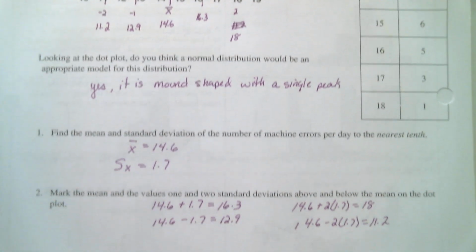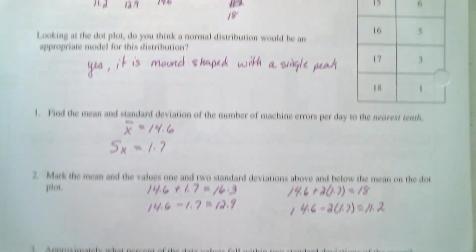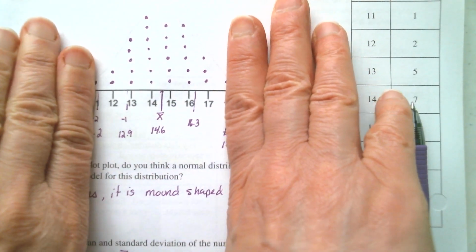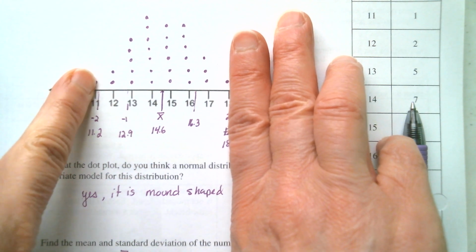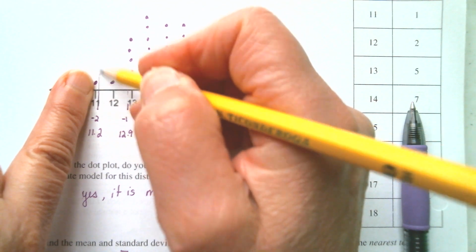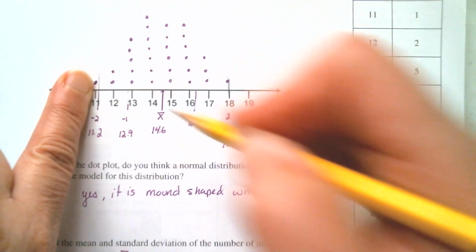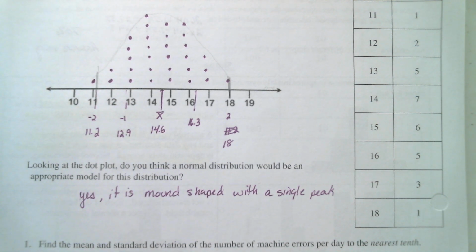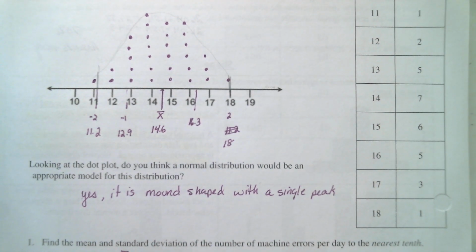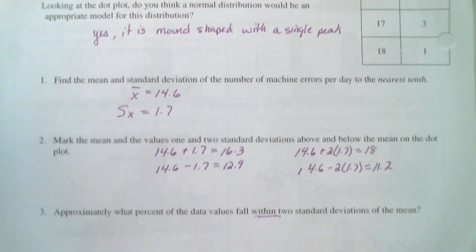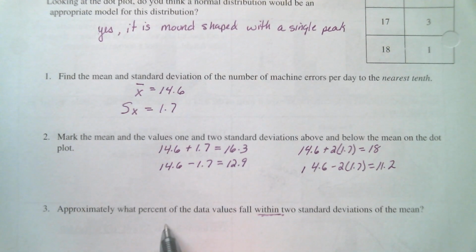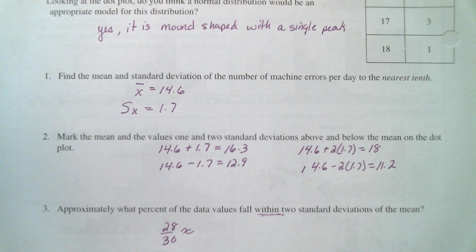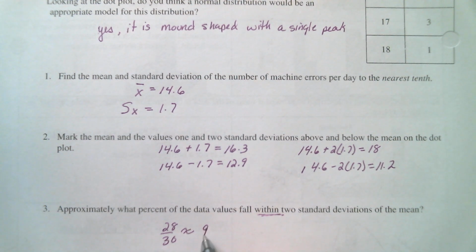Approximately what percent of the data falls within 2 standard deviations of the mean? Okay, so from here to here. Well, if we count the one dot on the 18, and this dot is not included up there, right? Because we're going from here to here. So that's 29 of the 30 dots. Well, if you're talking within 2 standard deviations, then you would not include the 18 itself, right? So that'd be 28 out of the 30 dots, which is approximately 28 divided by 30. That is approximately 93%.